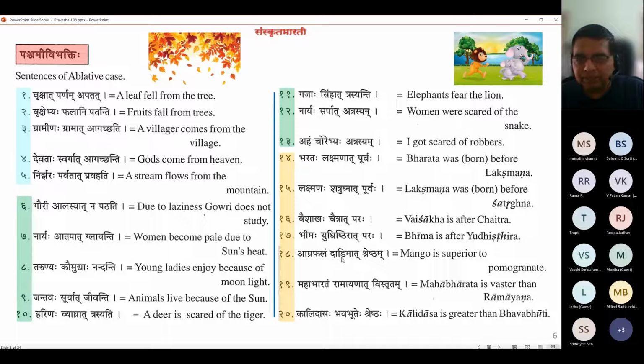Amrapala Dhadimat Shreshtam. So somebody has concluded mango is superior to pomegranate. Others may differ, but that's okay. Mahabharatam Ramayanat Vistrutam. This is clear. There is physical evidence of that. It is more elaborate than Ramayana: 24,000 verses in Ramayana, a lakh plus verses in the Mahabharatam. Kalidasaha Bhavabhutehe Shreshtaha. There is probably no argument. Bhavabhuti was a great Kavi, but Kalidasa is well above him in his creations.